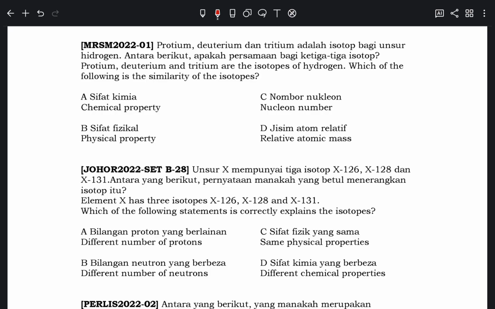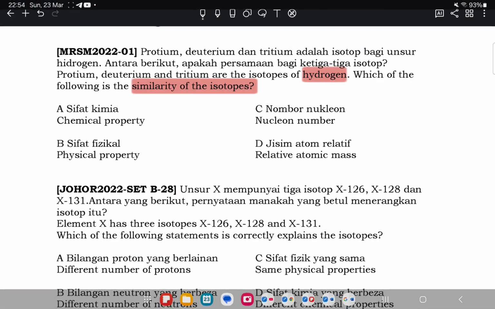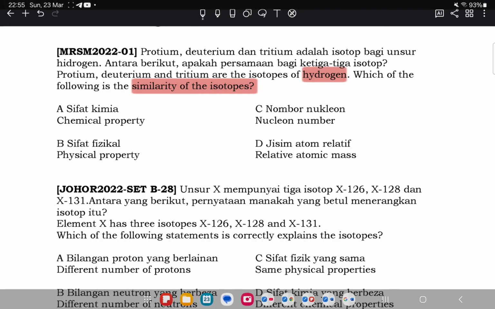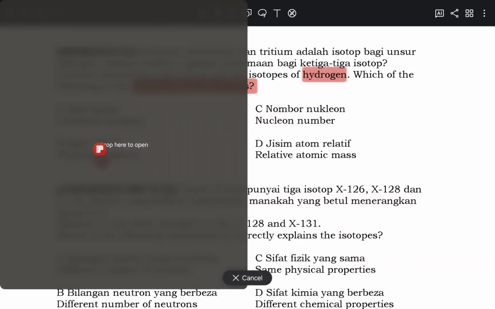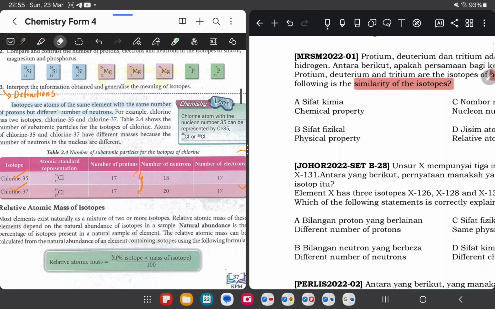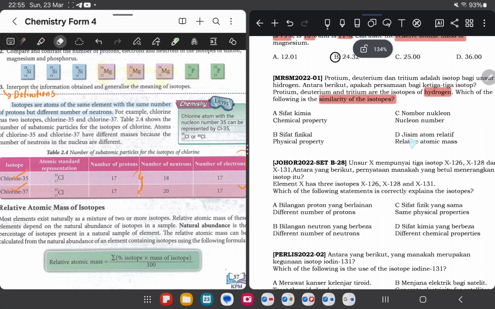Protium, deuterium and tritium are the 3 isotopes of hydrogen. Which of the following is the similarity of the isotopes? If people say isotopes, what you must remember is isotopes have the same number of protons but different numbers of neutrons. If you don't trust me, I show you in your textbook itself. See the definition here: same number of protons but different number of neutrons. Do we have any option for same number of protons? No. But they ask the similarity, right?